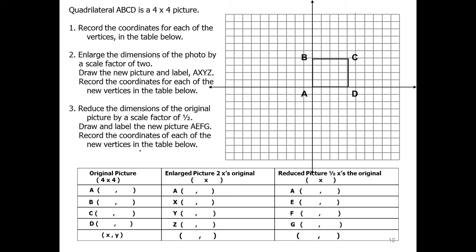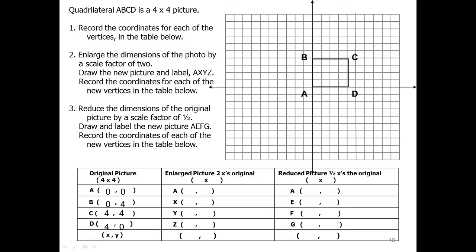So here we're going to look at if we were going to enlarge a picture. We have a square here, a 4 by 4 square, and it says we're going to enlarge the dimensions of the photo, first of all by a scale factor of 2, and then we're going to reduce the photo by a scale factor of 1/2. So the first thing I want to do is find the coordinates for my ABCD. So A is 0, 0, B is 0, 4, C is 4, 4, and D is 4, 0.